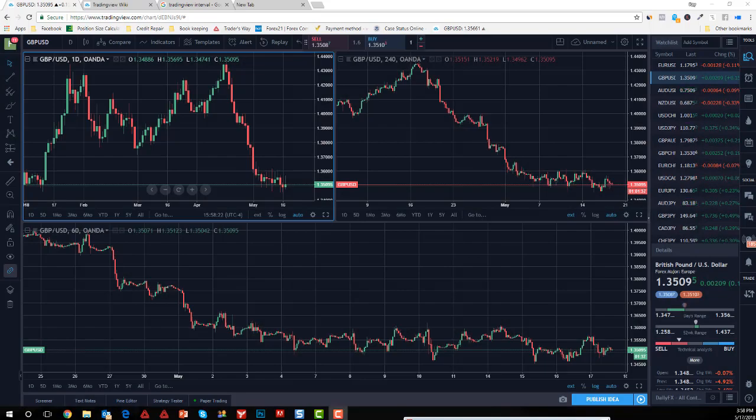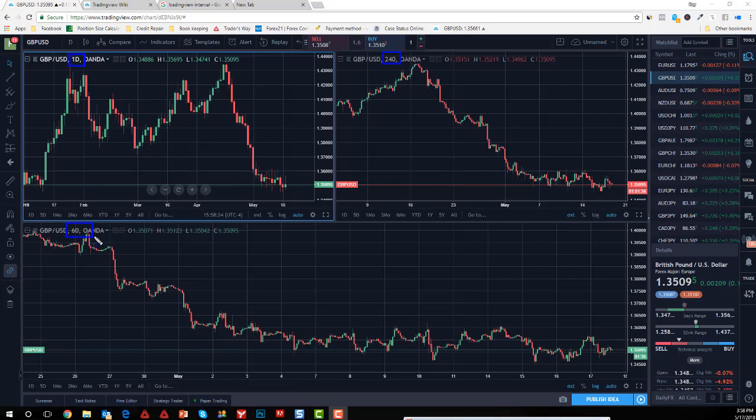All right, so we are actually on the pound dollar and we're looking at the daily chart right here. So we have the daily chart, we have the four hour chart, and we also have the 60 minute. Now, these are the three time frames that I typically trade from. I use the daily chart for direction. I use the 4 hour to basically give me a setup, and I use the 1 hour for execution.